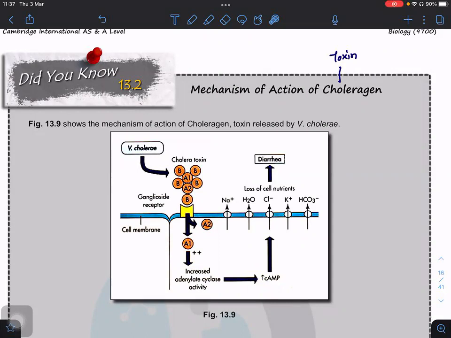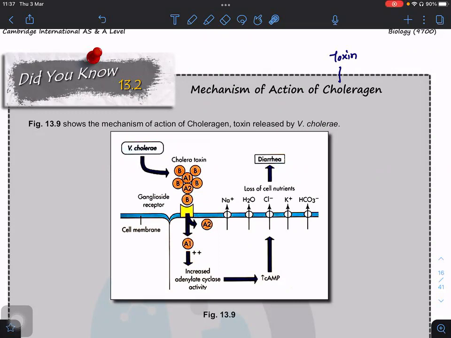With the increased cAMP, the series of reaction signaling causes the opening of some of these ion channels. Therefore, sodium ions leak out, chloride ions leak out, K plus leaks out, bicarbonate ions leak out. So there's a loss of the cell's nutrients. When there's a loss, what happened? These sodium, chloride, potassium, and bicarbonate are water soluble, so they lower the water potential, water molecules follow, and it will cause the diarrhea.